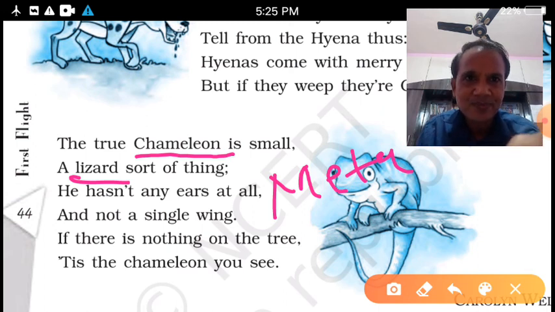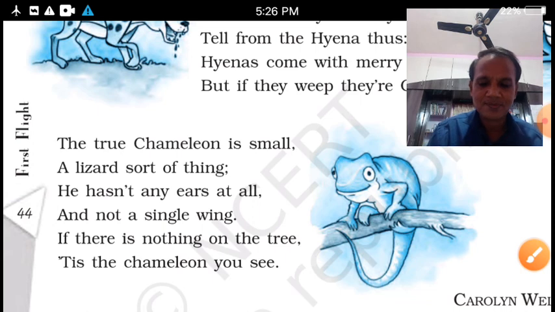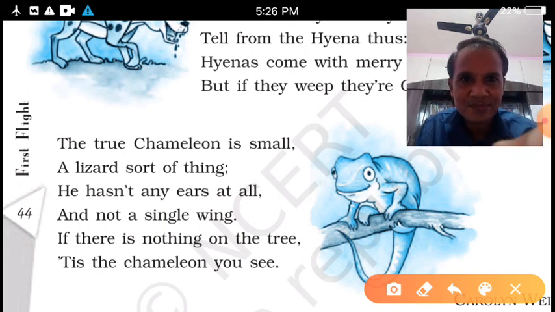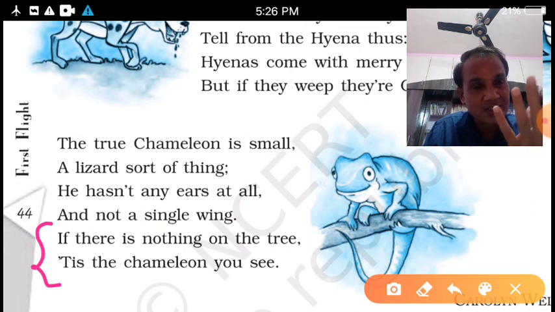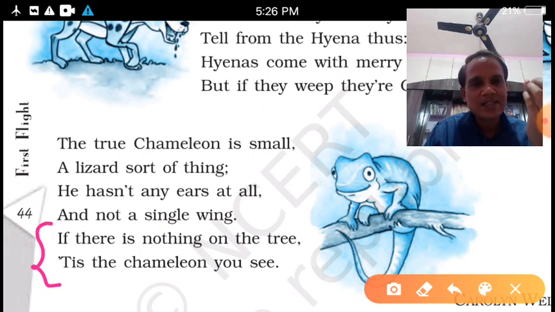Next one, wherever the word not is used, negative words are used, write down the figure of speech, litotes, in all the three lines. Negative sentence conveys the positive meaning. And the last one, antithesis. The opposite ideas are mentioned. If there is nothing on the tree, it is the chameleon you see. Opposite ideas, not opposite words. Opposite ideas are also mentioned, and at that time also the figure of speech is antithesis.